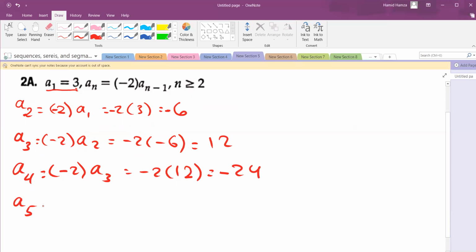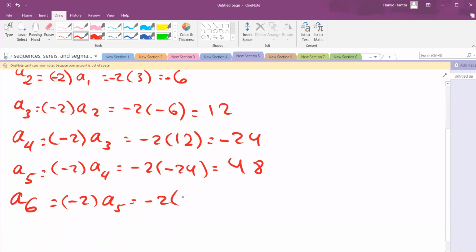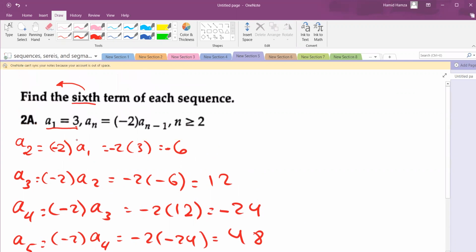And A5 will be -2 multiplied by A4. So it will be equal to -2 multiplied by -24. That means it will be equal to 48. The last one, A6, will be -2 times A5, which is -2 by 48. So the answer will be -96. So this is the sixth term.